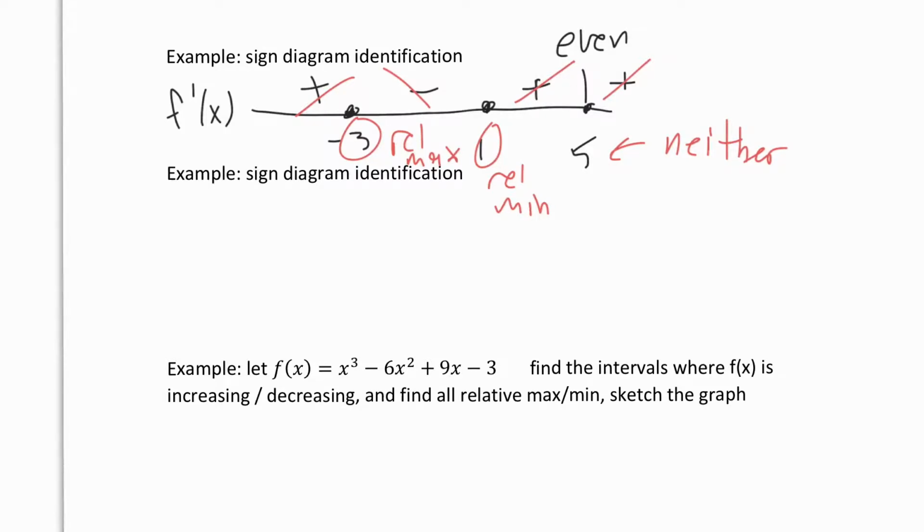So I encourage you to make up your own example here for an example sign diagram. Come up with some type of sign diagram, put some zeros on it, maybe make a couple of them even or odd, and draw the signs and then see if you can identify where the relative maximum is or where the relative minimum is.